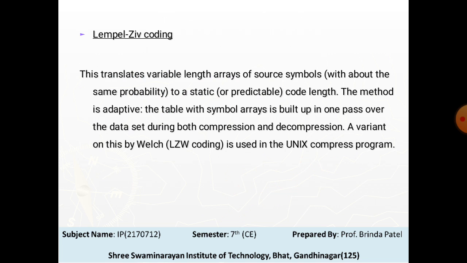Another one is Lempel-Ziv coding. This translates the variable length arrays of source symbols to a static code length. The method is adaptive. The table with the symbol arrays is built up in one pass over the dataset during both compression and decompression. A variant on this, by Welch, is used in the Unix compress program. Just as with Huffman, this is a symbol encoder which can be used both directly on the input or after a mapper and quantizer.